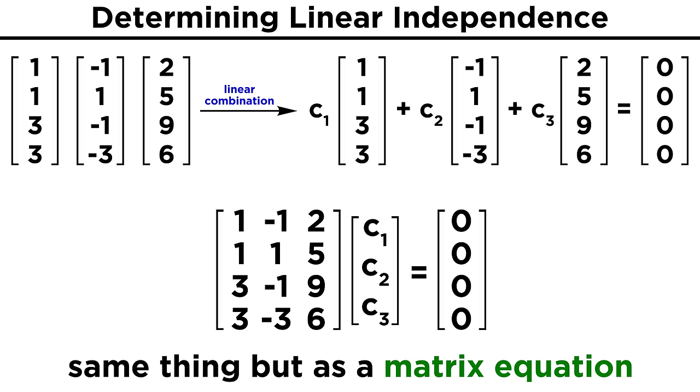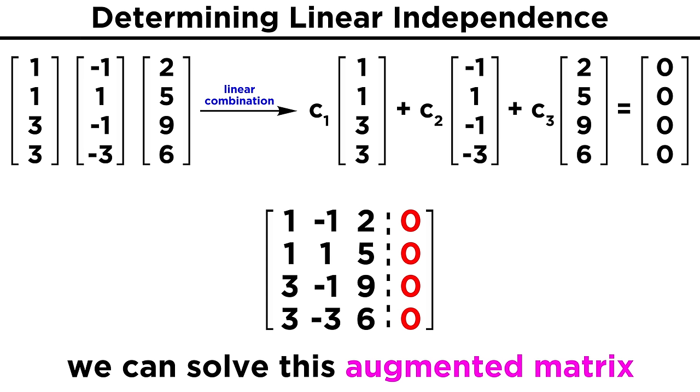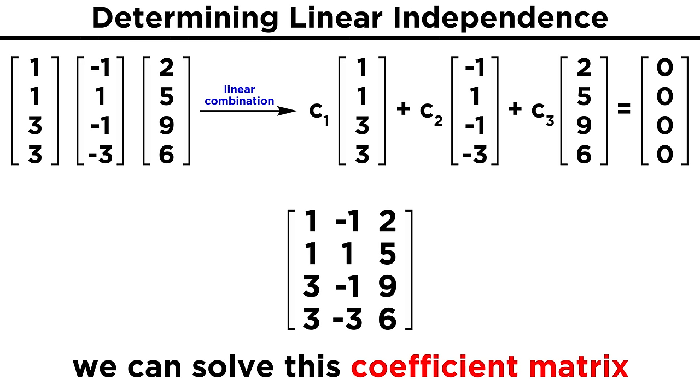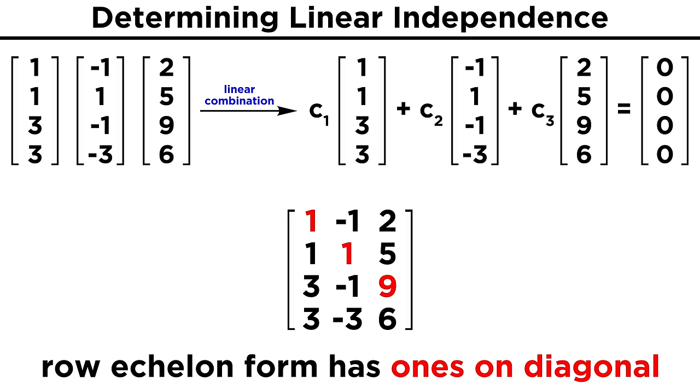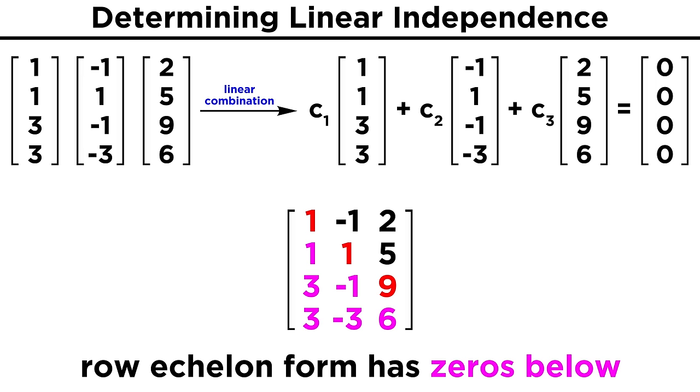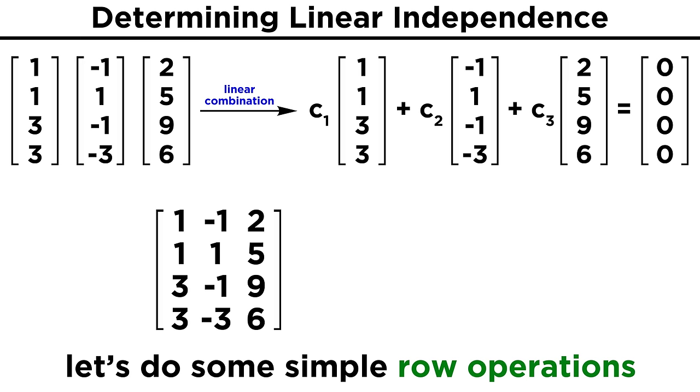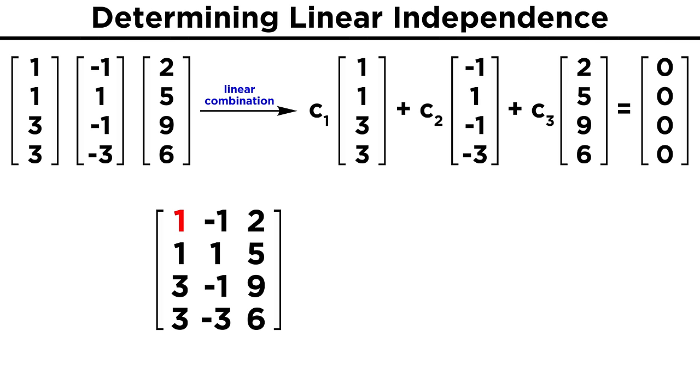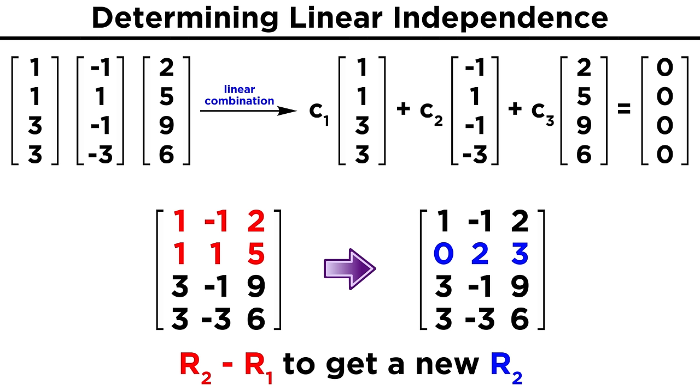In past examples like this, we've included the right-hand side as an additional column in our matrix, making an augmented matrix. But since the right side is all zeros, we can actually just ignore it in this case. Now recall that row echelon form has leading ones down the diagonal, and all the elements below the diagonal are zero. We can use simple row operations to achieve this. Our first element of the first row is already 1, which will make it easy to get the elements below it equal to 0. Going row by row, first we will subtract the first row from the second row to make the second row's first element 0.